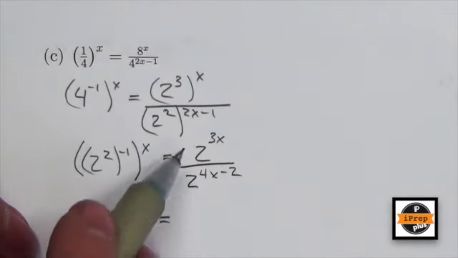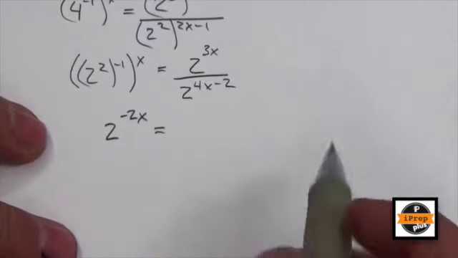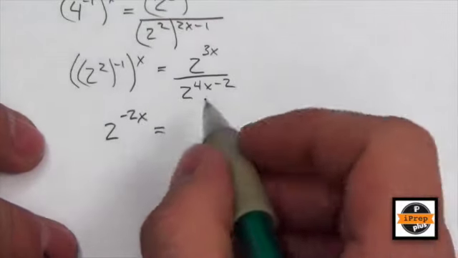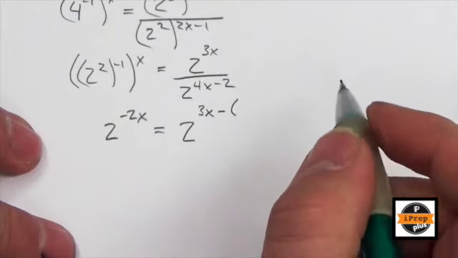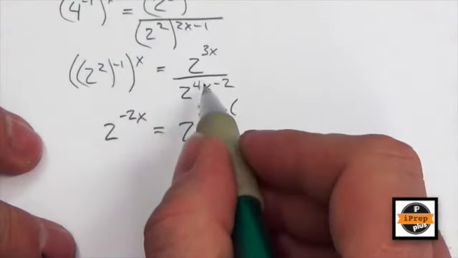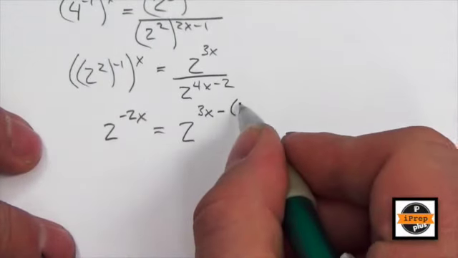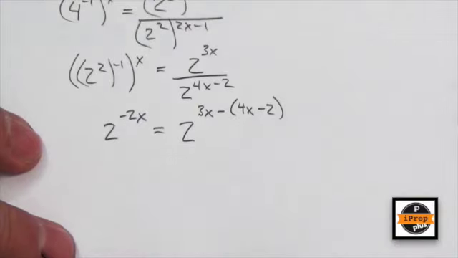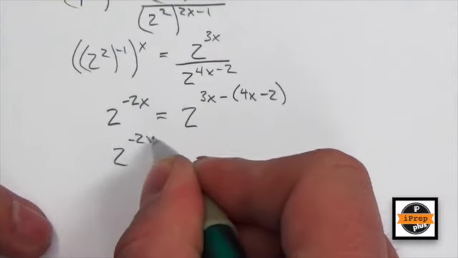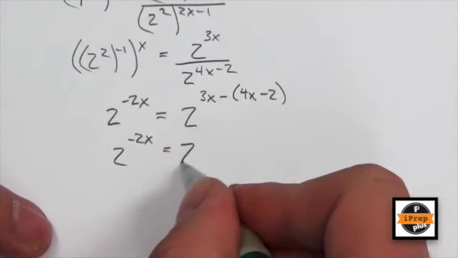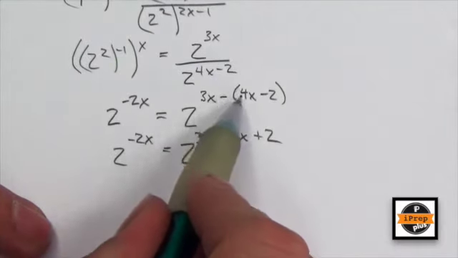Now on the right-hand side here, I'm dividing. There's no more simplifying that I can do. So when I divide, I need to subtract. Now this is going to be 3x minus, and I'm going to put brackets here because I don't want to make a mistake. I'm subtracting this entire exponent, not just the 4x, the entire thing. So in brackets here, (4x-2). Okay, so on the left-hand side, there's nothing more to simplify. On the right-hand side, this becomes 2^(3x-4x+2) when you distribute the negative through.